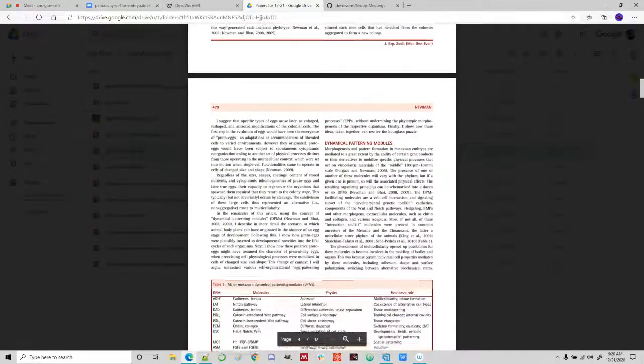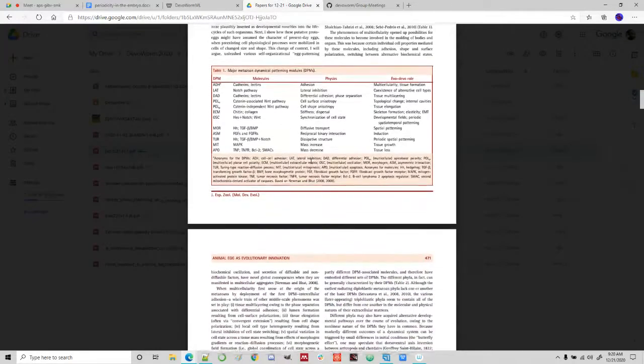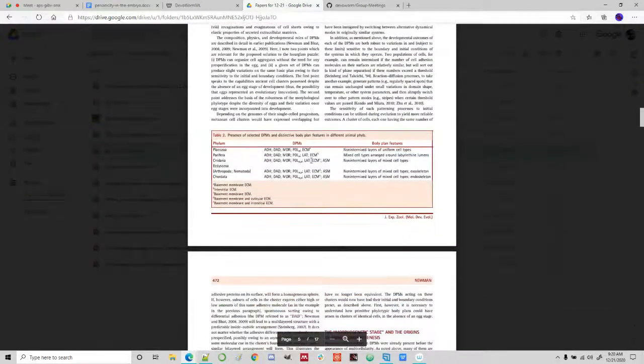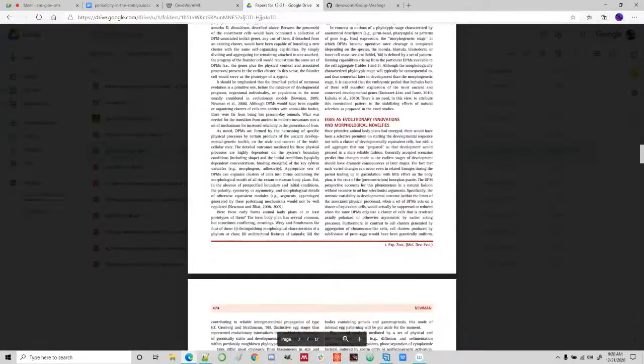rest of the figure. Then he talks about dynamic patterning modules, which is this idea about gene expression being responsible for these different body plans. And so he goes through this here. I'm trying to find if there are any nice figures in this paper.